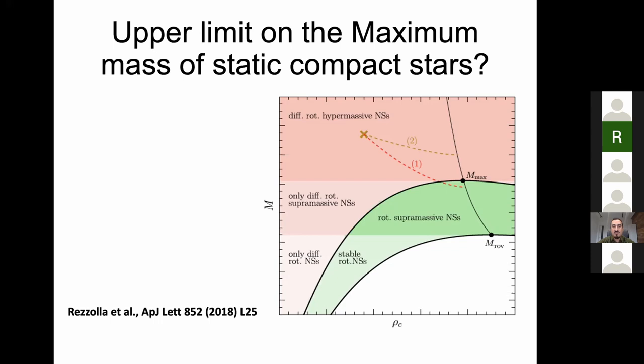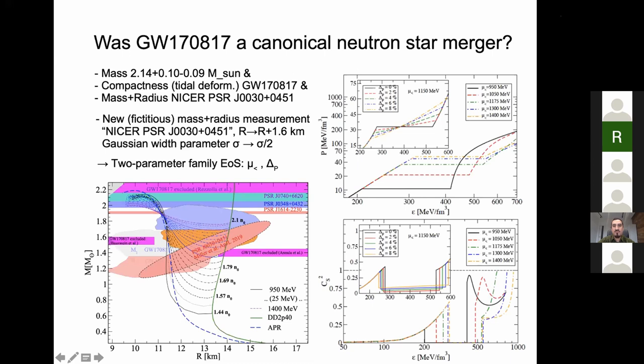In this respect, we decided to ask ourselves the question whether GW170817 was in fact a canonical neutron star merger, or if, for instance, it could have been a twin star configuration, or the equation of state had a strong first order phase transition. For that, we built different hybrid equations of state that are based on a quark model of the so-called non-local NJL, together with a stiff hadronic equation of state like DD2 with excluded volume corrections.